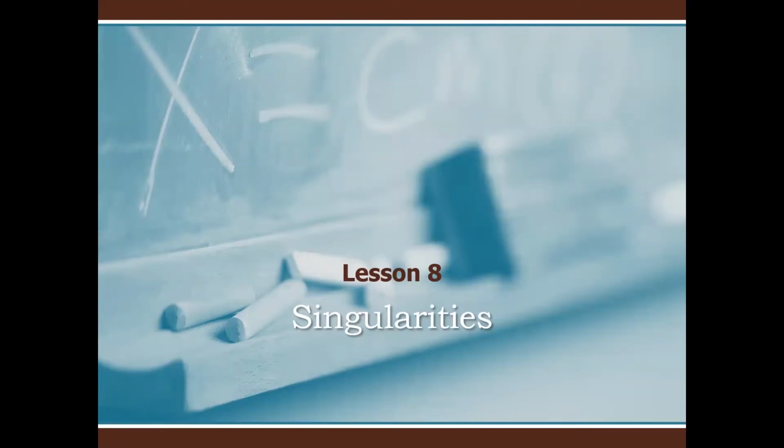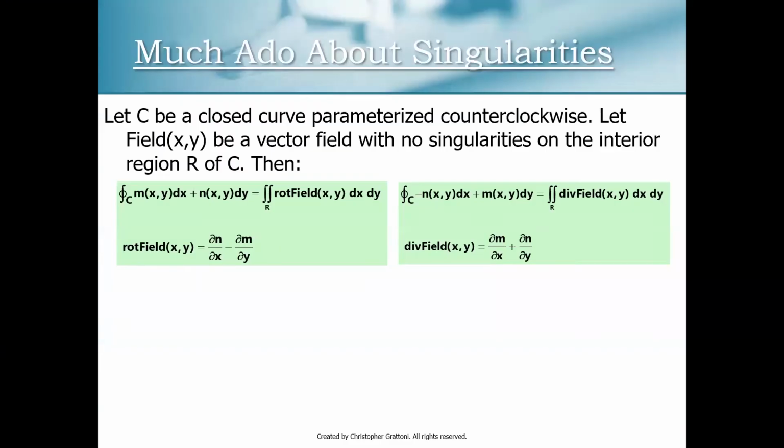In this video, I'm going to talk about how to deal with singularities. Now, probably the best place to start when we're talking about singularities is the Gauss-Green theorem yet again. So remember, the Gauss-Green theorem says that if we have a closed curve C that encloses a region R, then as long as we don't have any singularities encapsulated by the curve C, we could either compute the path integral along the boundary or the double integral over the interior, and we'll get the same result either way.